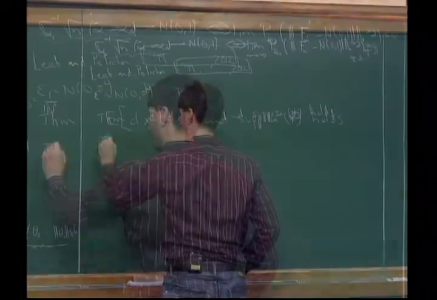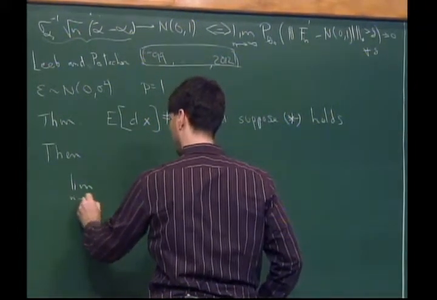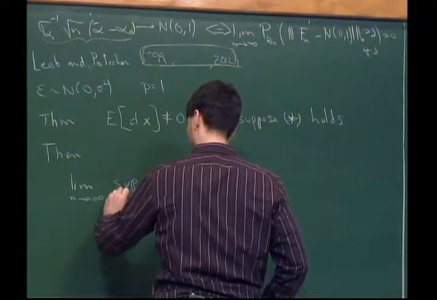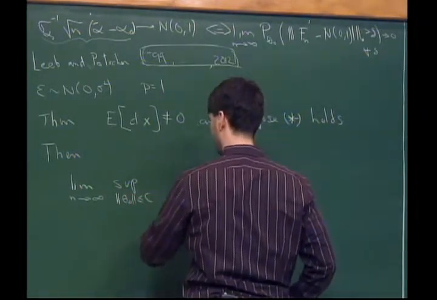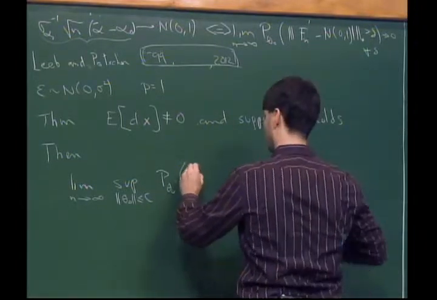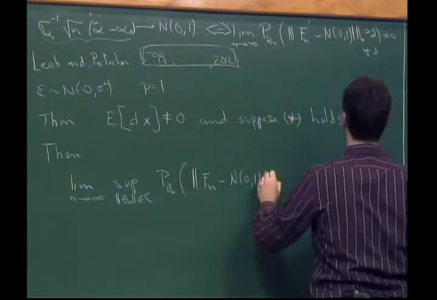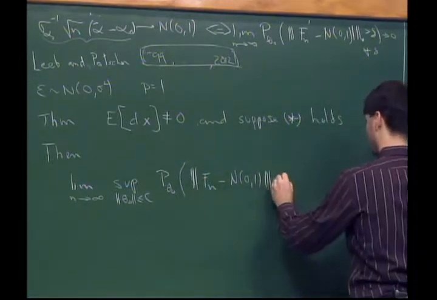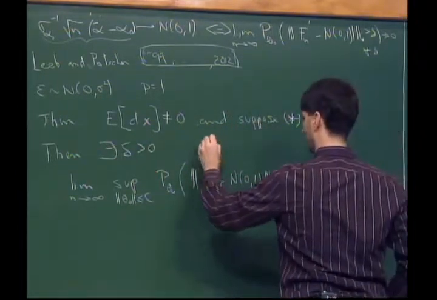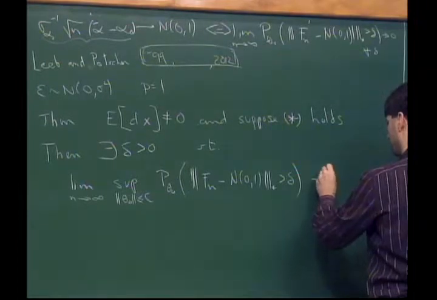Then the limit as n goes to infinity of the sup over models, with norm equal to constant, of the probability according to that model that Fn minus the normal 0, 1, in this norm, is bigger than delta, and there exists delta bigger than 0 such that this does not go to 0.